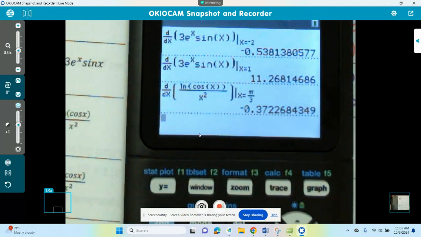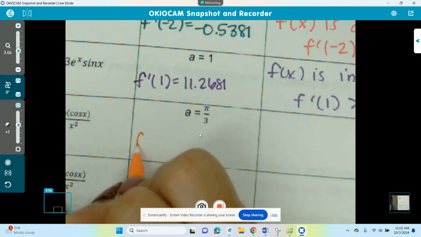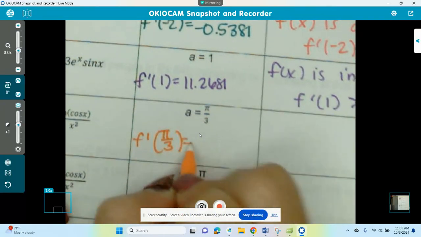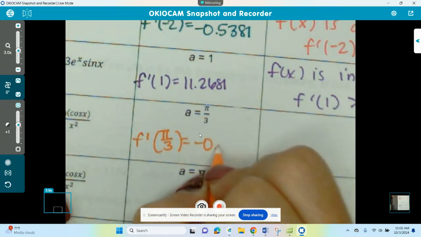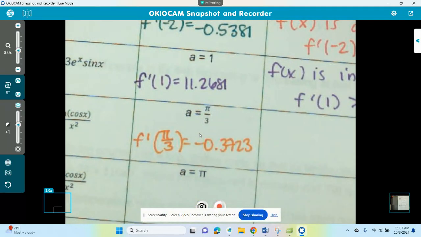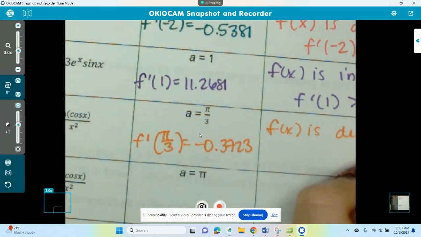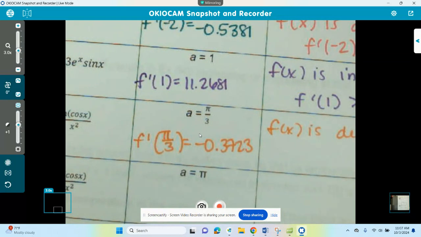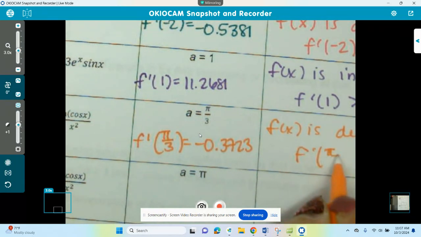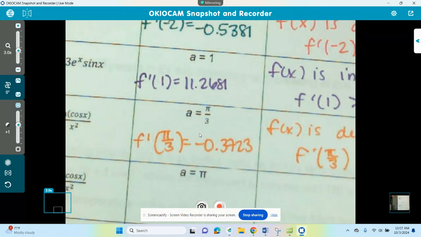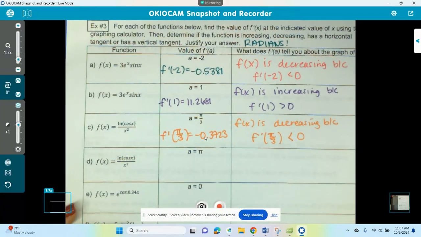You good? Everybody good on typing it in? All right, so negative 0.37223. So what do we know? F of x is decreasing because f prime is less than 0. Oops, you can't see that, sorry.